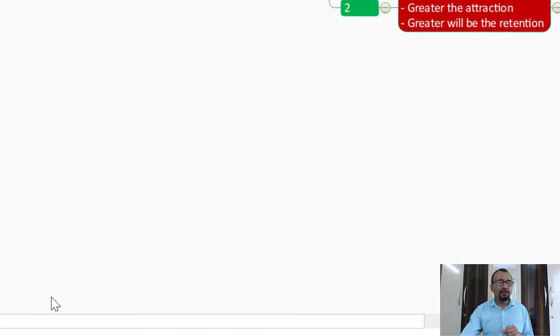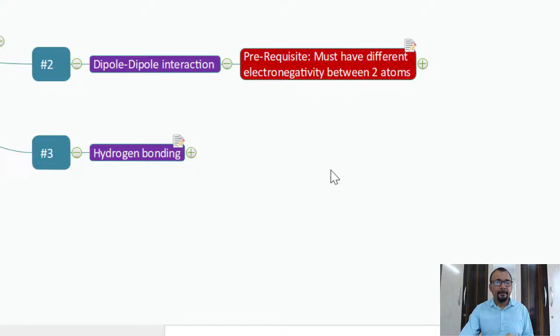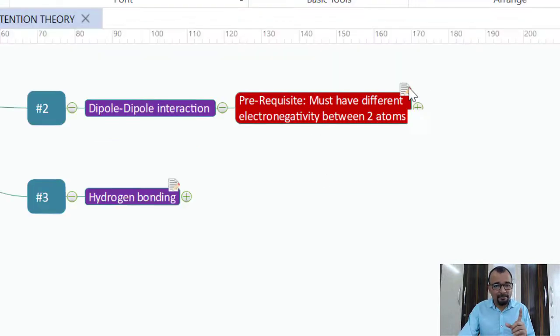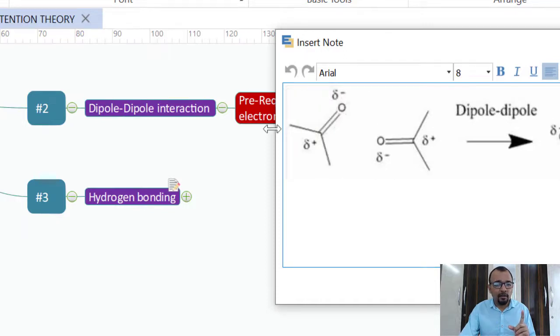The second one is now the dipole interaction. What is the prerequisite for dipole interaction? You must have a different electronegativity between the given atoms. Otherwise, the dipole will never get created. If there is a good electronegativity difference between the atoms, only then will you get a dipole on the given molecule.